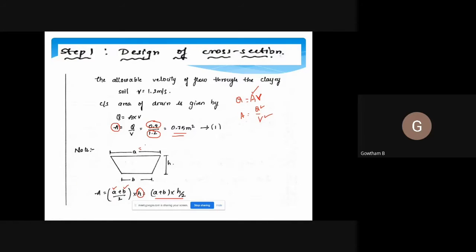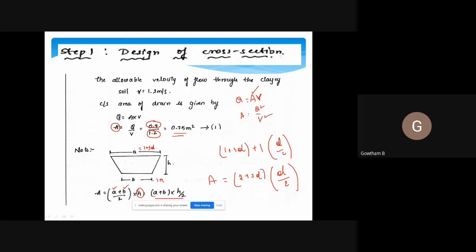A is equal to 1 plus 3D. B is given as 1 meter. By applying this formula, how will it come now? Top width 1 plus 3D plus bottom width 1, multiplied by H. Depth we are going to indicate in terms of D. Therefore, this will be D divided by 2. So what is the expression now for this area as per the general formula? (2 plus 3D) into D divided by 2.